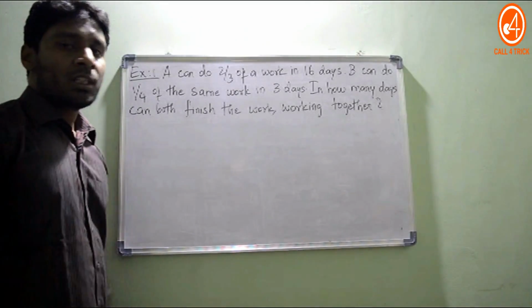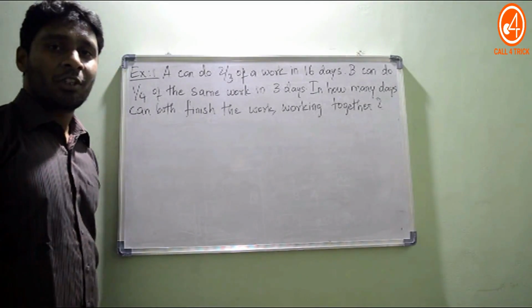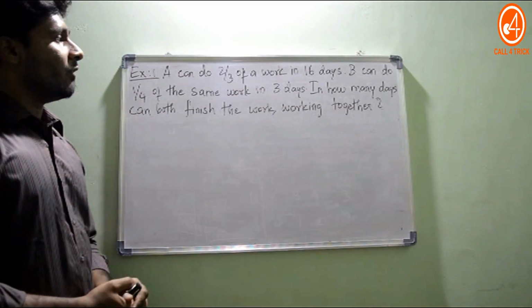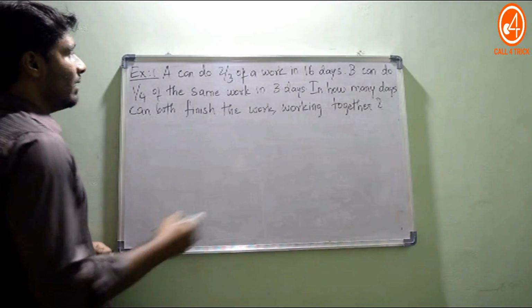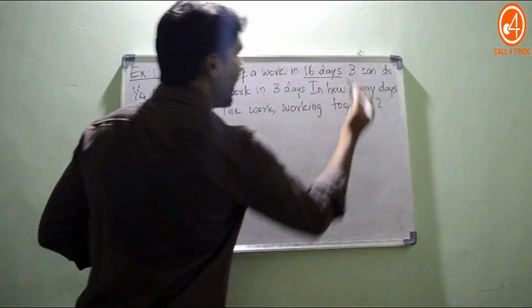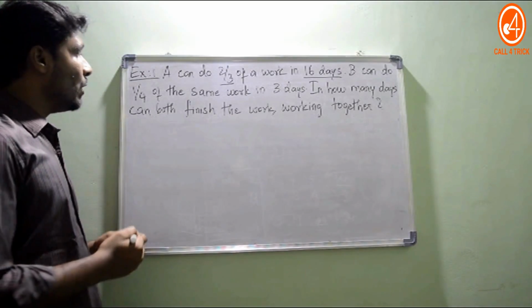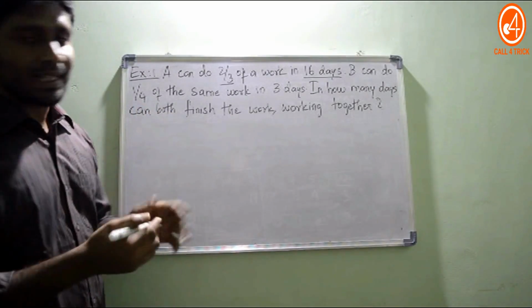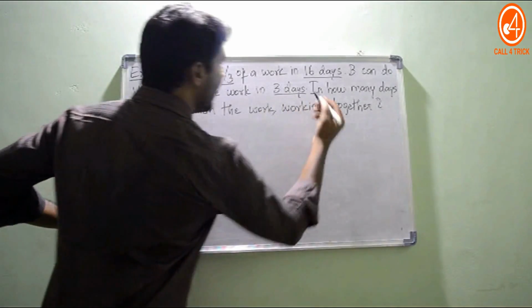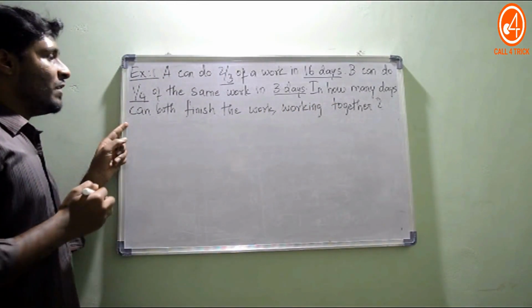And now we can go for a small example. This is example 1 for the topic time and work. It's given that A can do 2/3 of the work in 16 days. So A separately can do 2/3 of the work in 16 days, and B is doing the same work, so B can do 1/4 of the work in 3 days. In how many days can both finish the work working together?